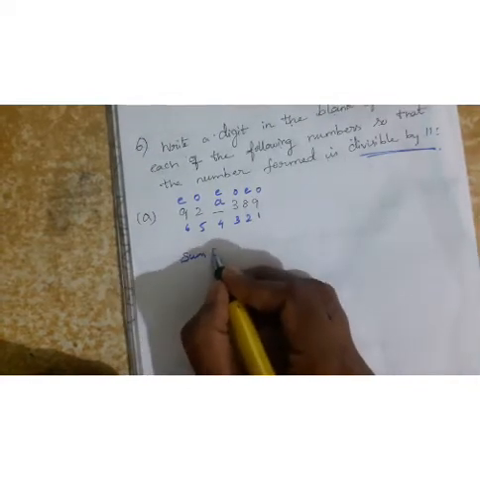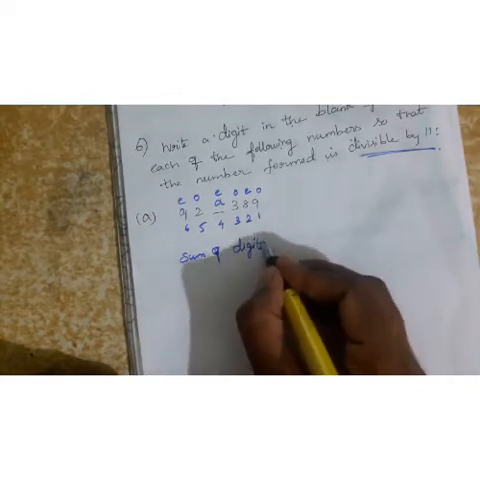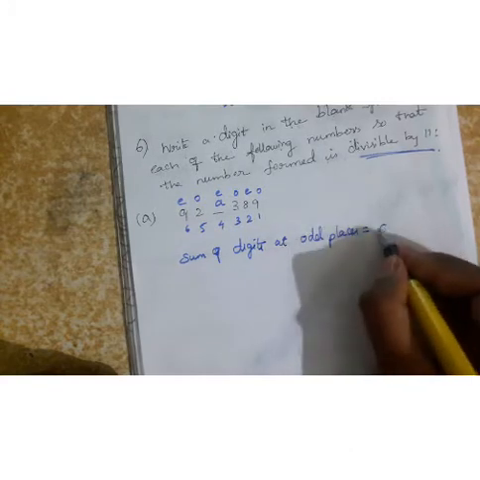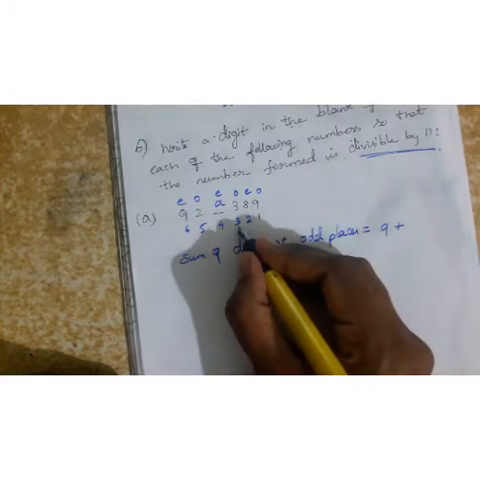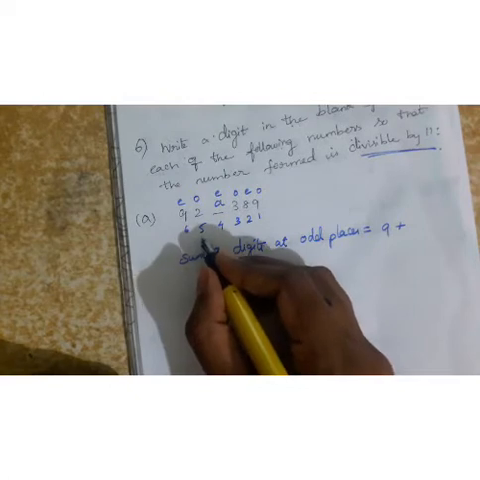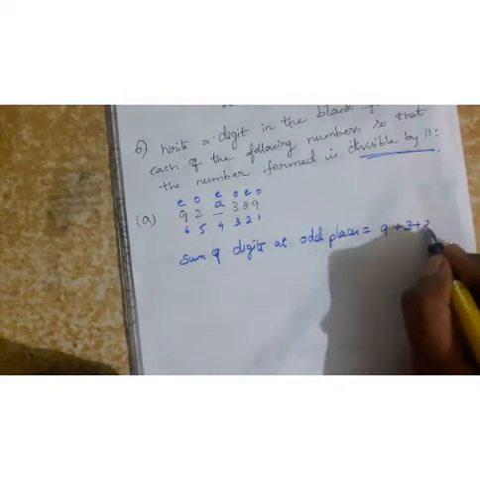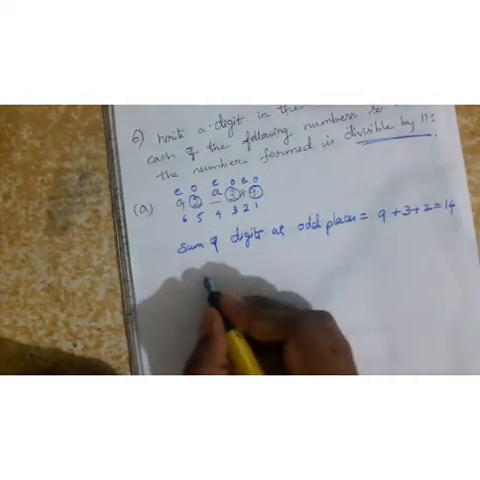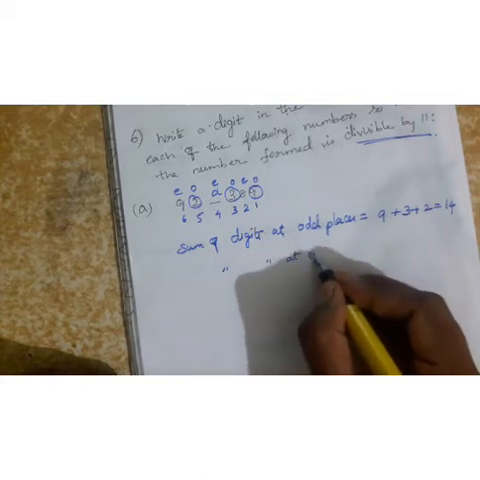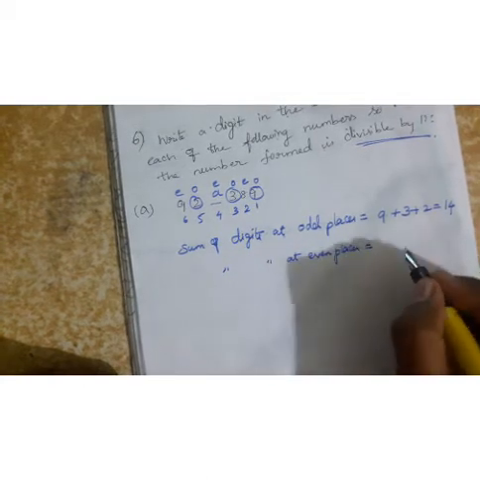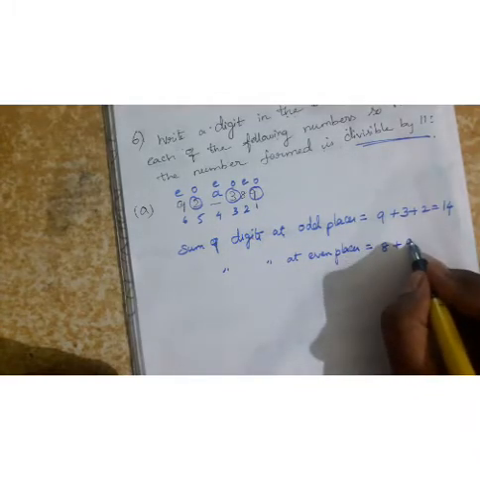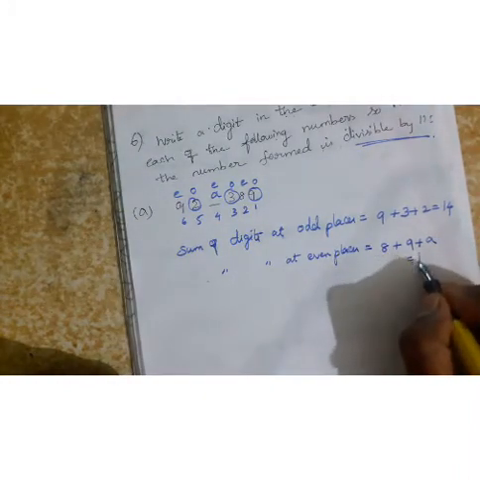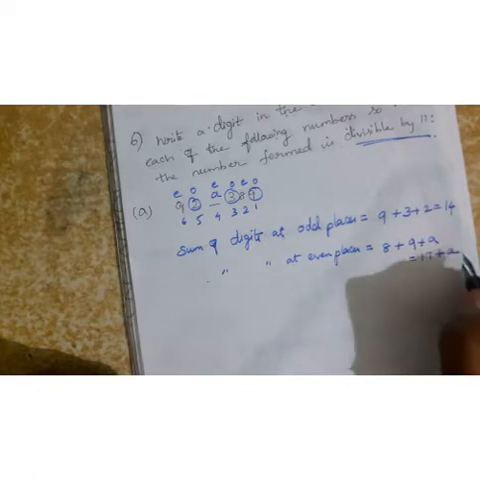So sum of digits at odd places equal to 9 plus 3 plus 2, which is equal to 14. Sum of digits at even places equal to 8 plus 9 plus A. 8 plus 9 is 17, so 17 plus A.